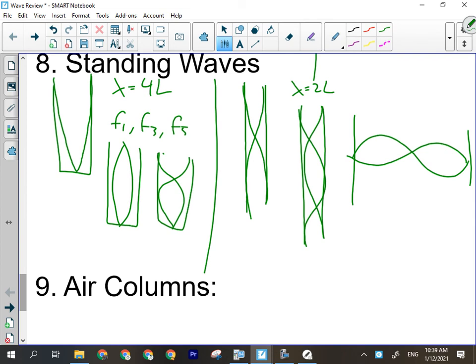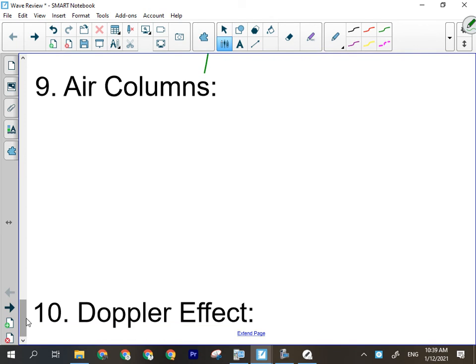So we already did air columns, and then Doppler effect is the last thing. There's going to be a couple of questions in the multiple choice about Doppler effect. Understanding whether you hear a higher frequency or a lower frequency is likely what they're going to test, given the situation. And expect a Doppler effect problem in the written response. Obviously, moving source. That's all we do.